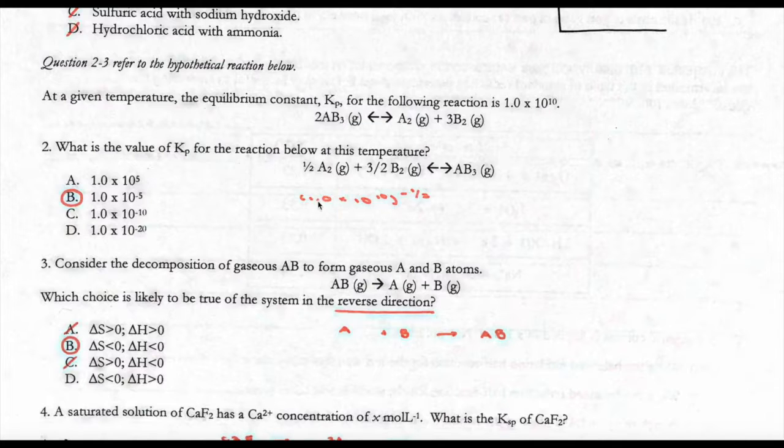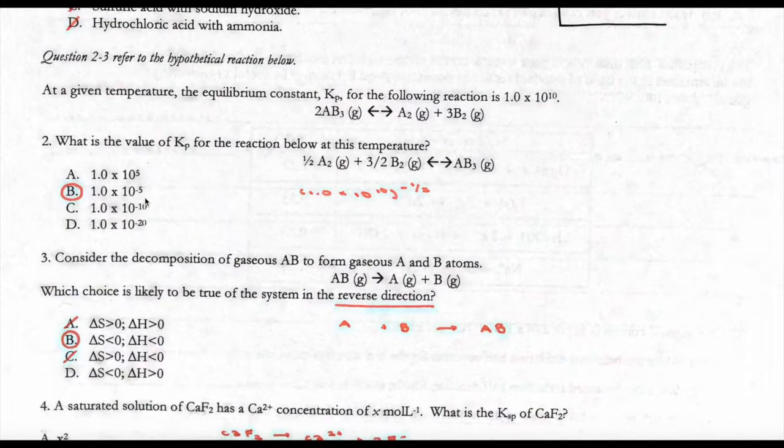And so what I would end up doing is take my Kp and I'm going to raise it to the negative 1/2. Okay? 1 to the negative 1/2 is still 1. And so 10 to the 10th raised to the negative 1/2. Remember, when you raise an exponent, you actually end up multiplying the exponents. So it's 10 times negative 1/2, which gives you negative 5. So your answer is B.